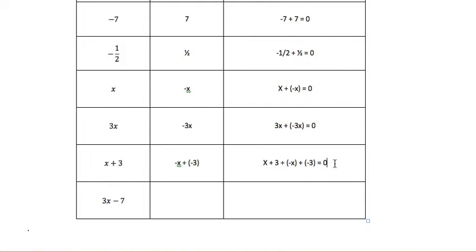Just to prove that one more time, since this is all addition, let's change the order of our terms. So we can do x plus negative x, we'll group those together. And then 3 plus negative 3, group those together. And it's easier to see that x plus negative x is 0, and 3 plus negative 3 is 0, giving us 0.